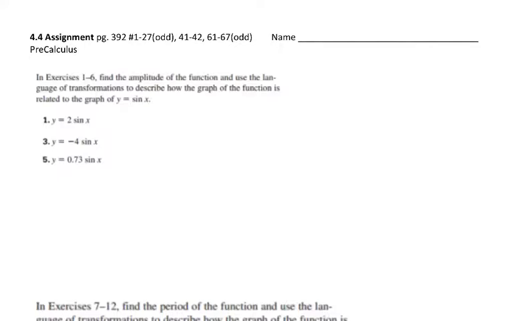So here we are with the 4-4 assignment. Woohoo! We're going to find the amplitude of the function and use the language of transformations to describe how the graph of the function is related to the original sine. Taking a look at this, we've got a 2, so our amplitude is 2. Describing what happens, that means it's going to be a vertical stretch.